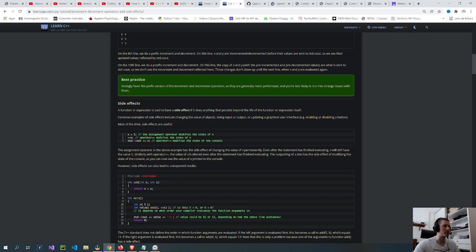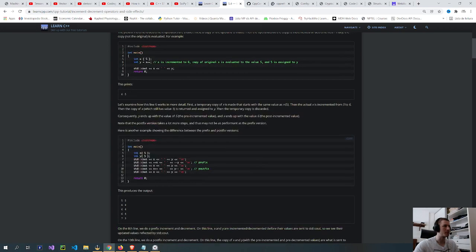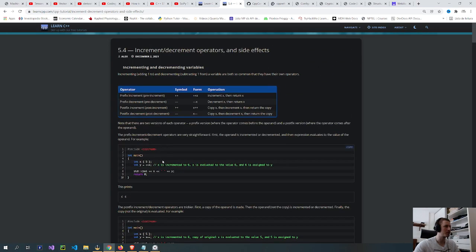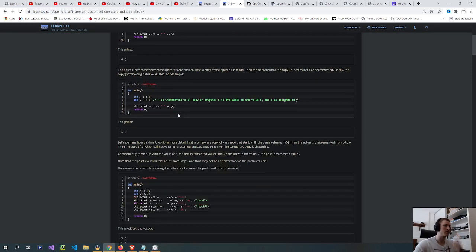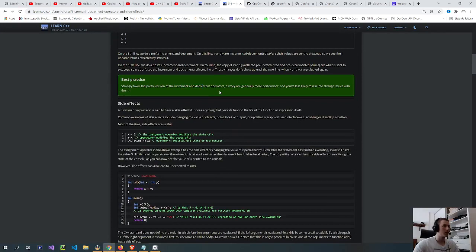The prefix version of increment. I assume this is this one, not the previous one. Yeah. As they're generally more performant, and you're less likely to run into strange issues with them.